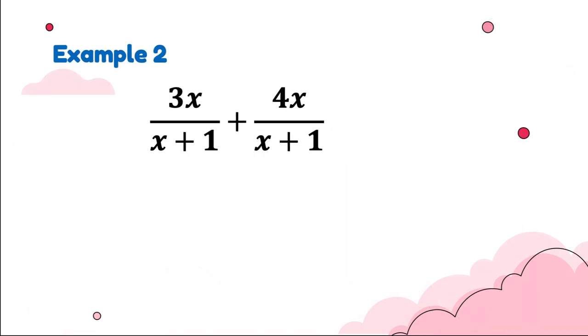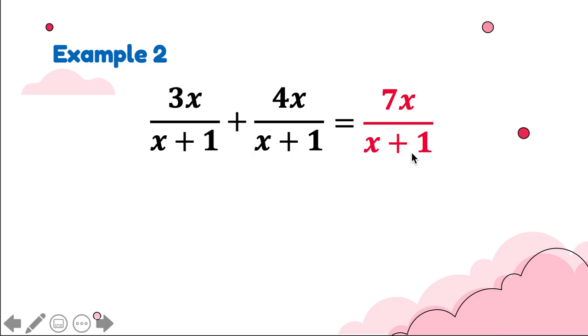Next, if we have 3x over x plus 1 plus 4x over x plus 1. Again, this one is adding RAEs with the same denominators. So we simply add the numerators. That will be 3x plus 4x. The answer there is 7x. Then just copy the same denominator, which is x plus 1.